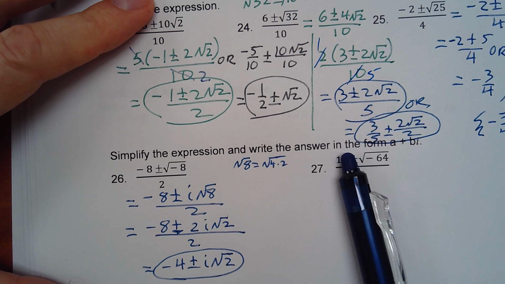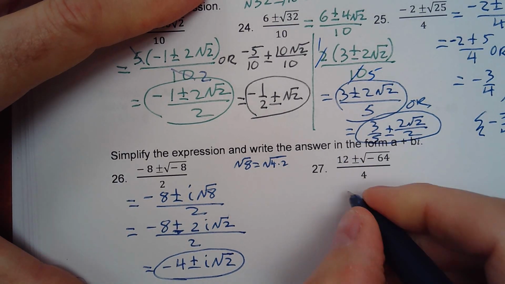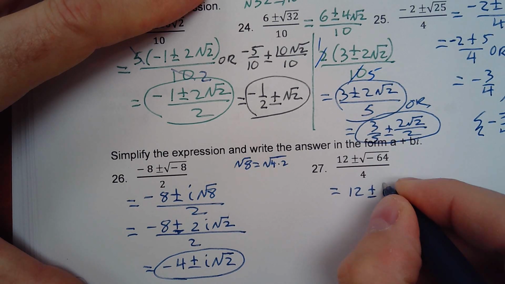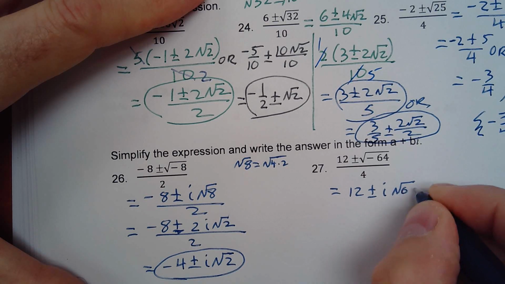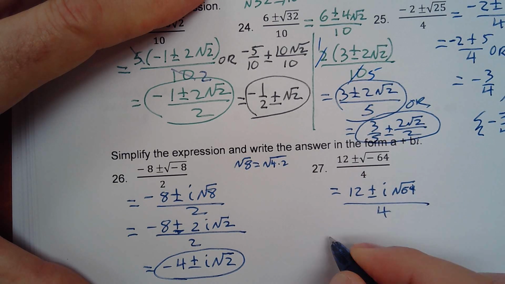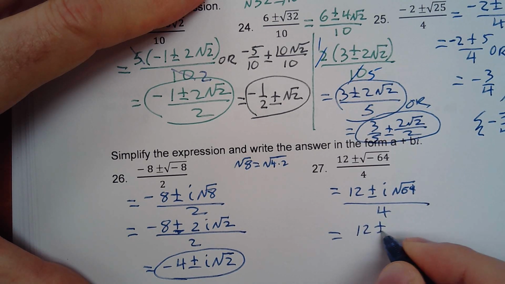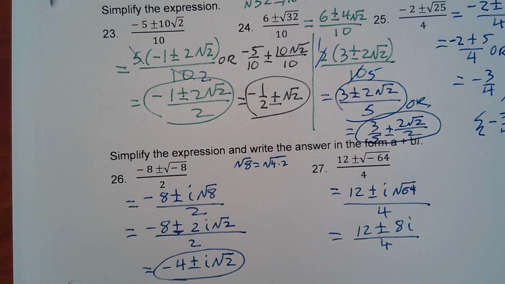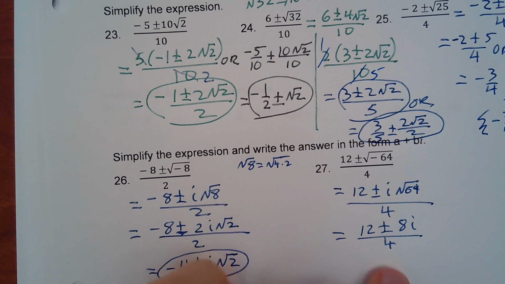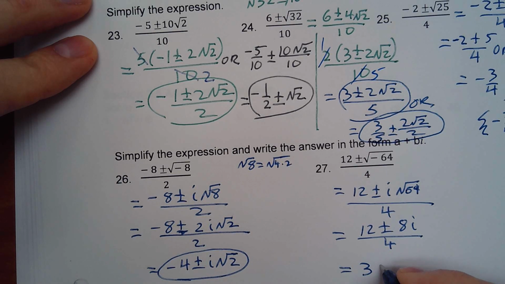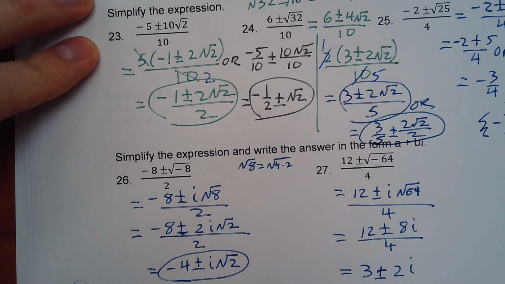Here we do the same thing. We'll go ahead and write that in terms of i. Square root of 64 is 8. So that'd be 8i over 4. And now I need to separate them out. 12 divided by 4 is 3. 8i divided by 4 is 2i. So that gives us 3 plus or minus 2i.